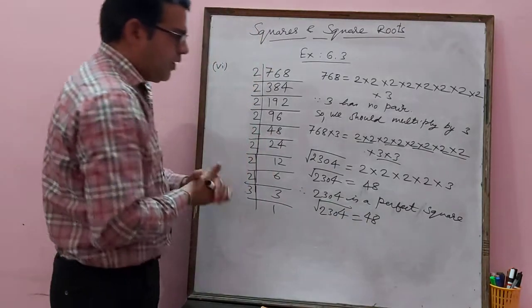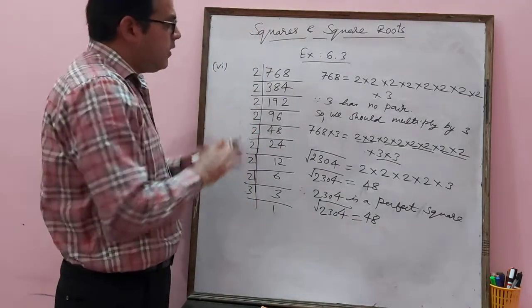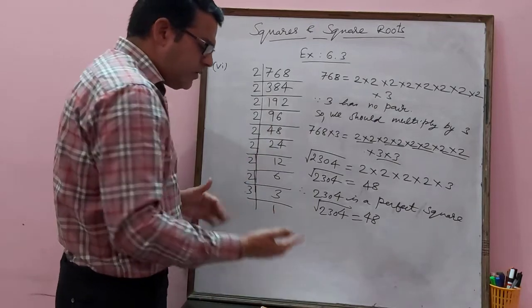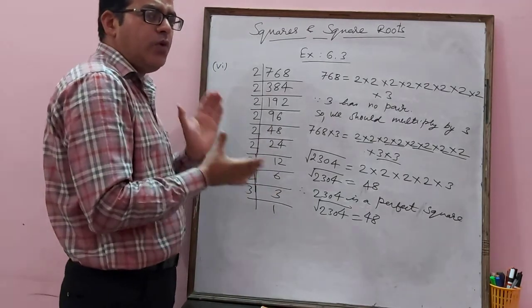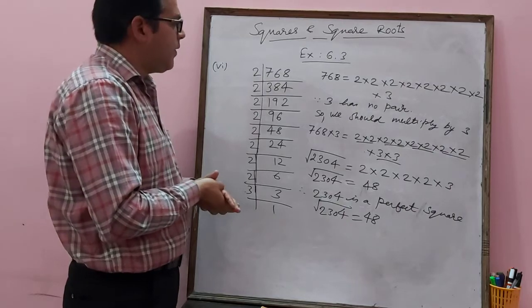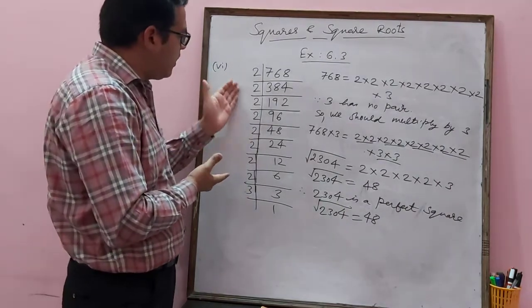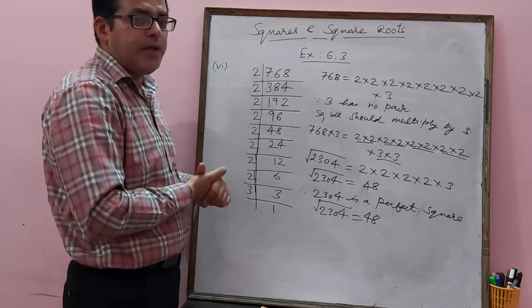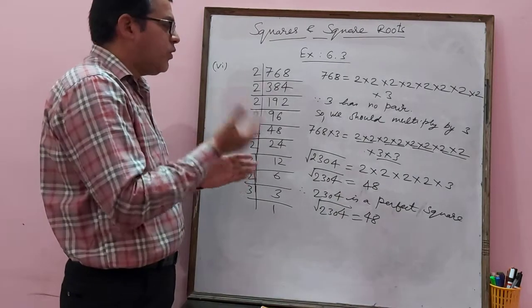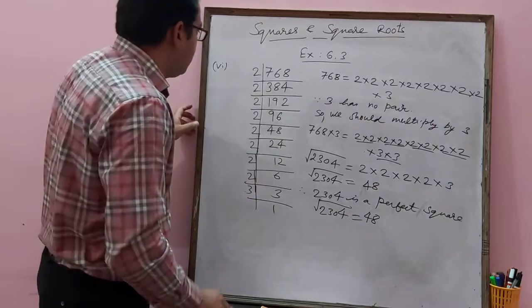Hope you understand, guys. Right? So these questions are very simple. Just find by which number we should multiply to get a perfect square. The simple method is just take prime factors and find out whose pair is not complete there, and accordingly we should multiply by that number.